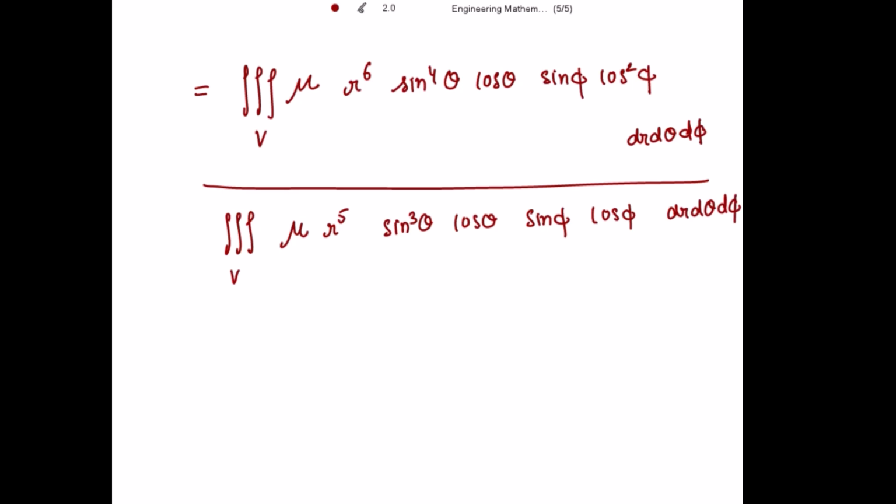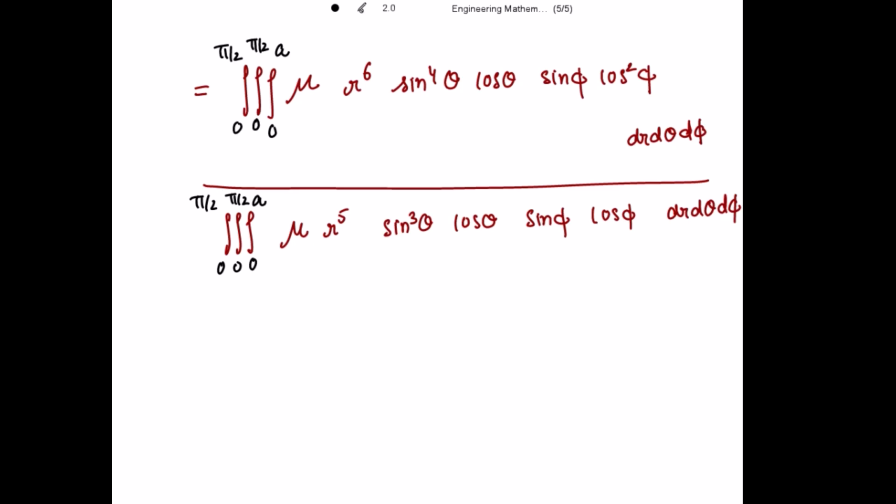We also have to put the limits now for r, theta and phi. So limits for r is from 0 to a. The radius of the sphere is a. Then theta is from 0 to pi by 2. And also phi is from 0 to pi by 2.